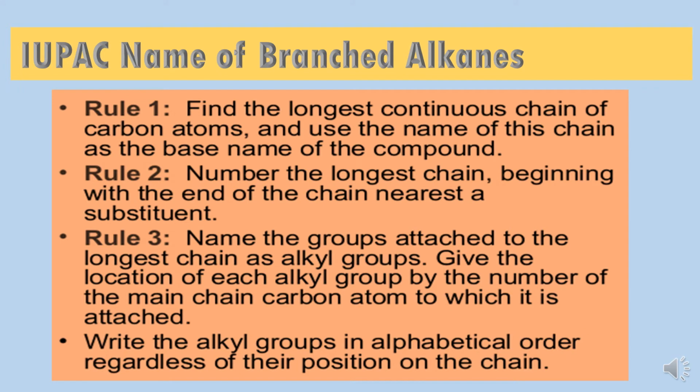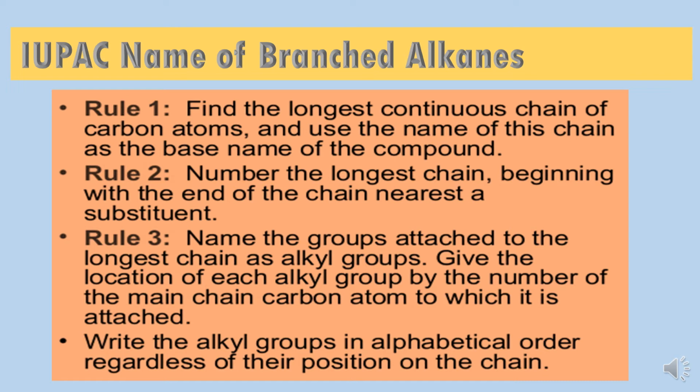Now we'll discuss what happens if the chains are not straight, that is, if the compound is a branched alkane. There are certain rules which are to be followed while giving the IUPAC name. The first rule is that you need to select the longest continuous chain of carbon atoms and then use the name of this chain as the parent name of the compound.